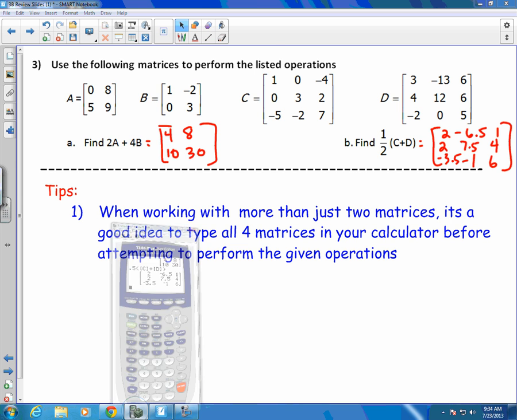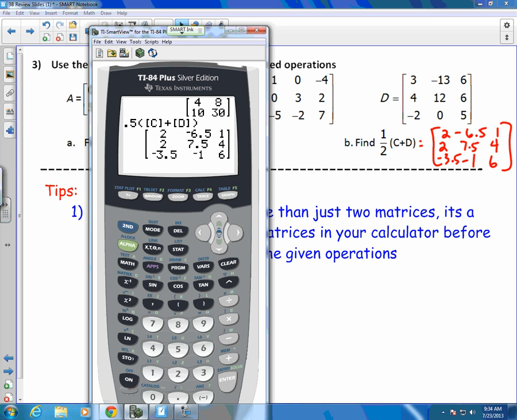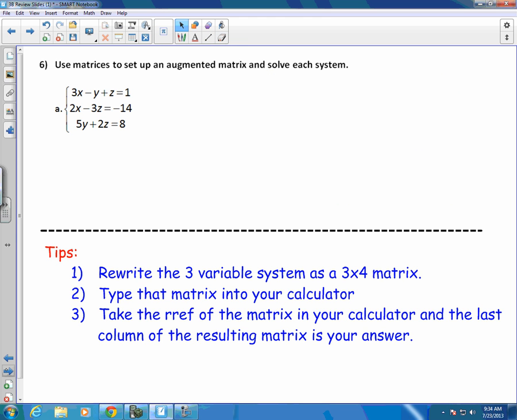So once again, typing them in your calculator is your best bet for those particular types of questions. Next question I want to look at is number 6. Use matrices to set up an augmented matrix and solve the system. This is going to be one of the most useful skills from this section, as far as what you're going to maybe use next year and to solve word problems and things like that.